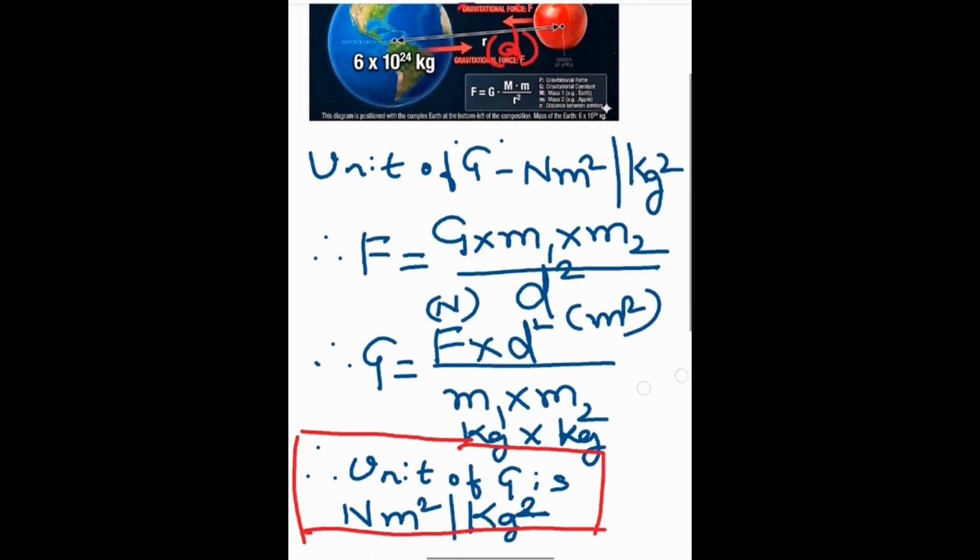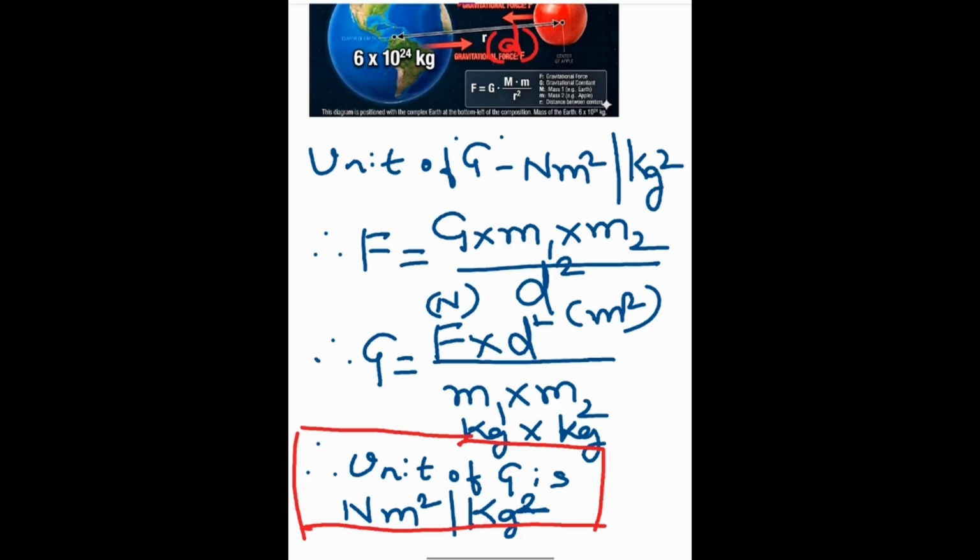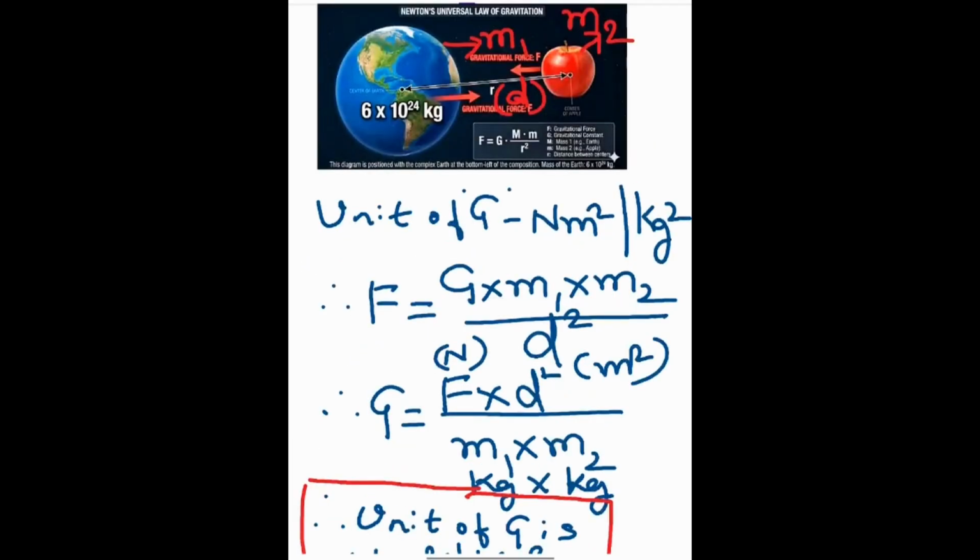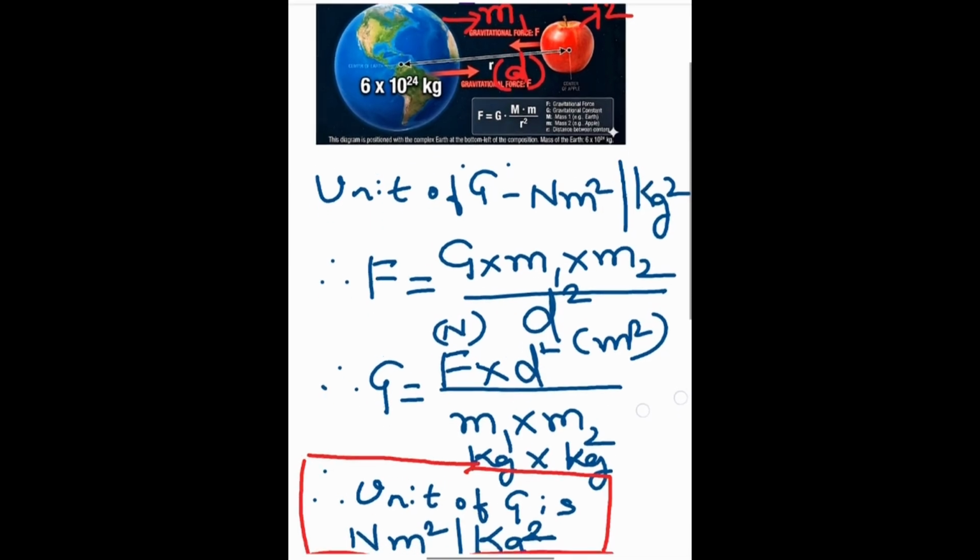Now, what is the unit of force of gravity? That is the Newton. What is the unit of distance? Meter. Meter into meter, meter square upon m1 into m2. Mass unit is kg. That is kg square. Therefore, the unit of G is Newton into meter square per kg square.